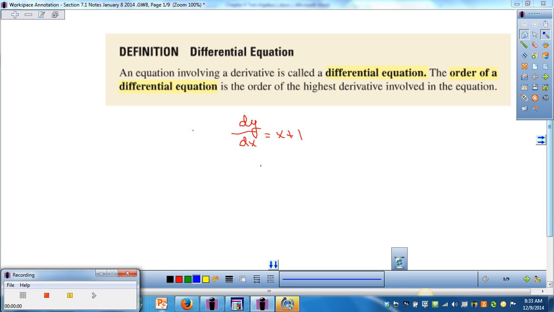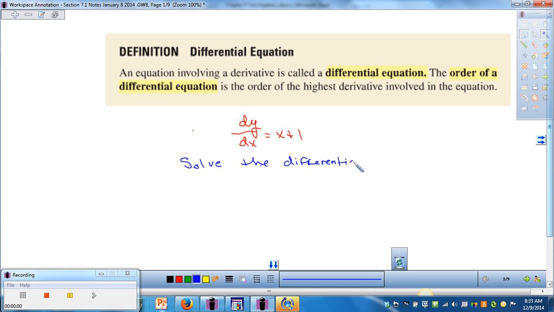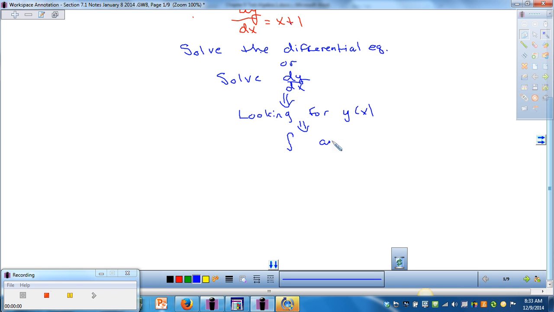Now we are going to be solving differential equations, so I want you to make note. If you are asked to solve the differential equation, or you are asked to solve dy/dx, then what we are looking for is y of x. What is the operation that we have to do to get there? We need to integrate. We need to take an antiderivative.